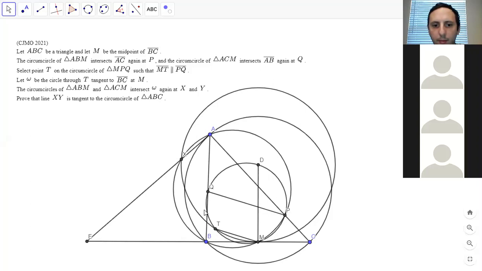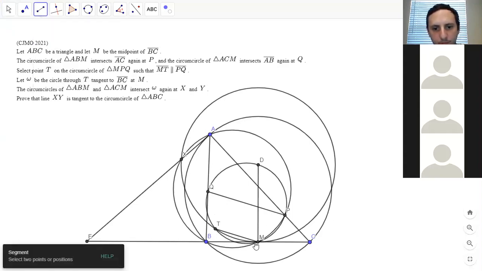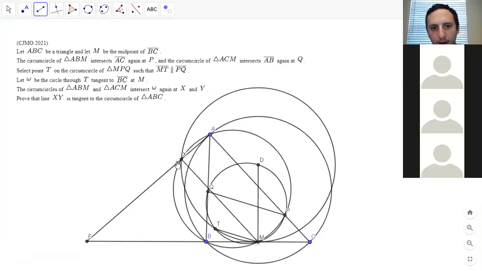Let X be on the circle passing through T and M, and MX is parallel to AC. So first we define X so that MX is parallel to AC and X is on the circumcircle of ABM. Okay. Let Y equal XA. Yeah.